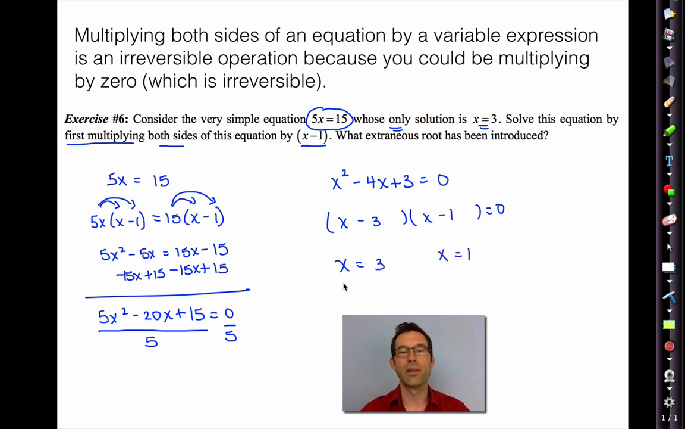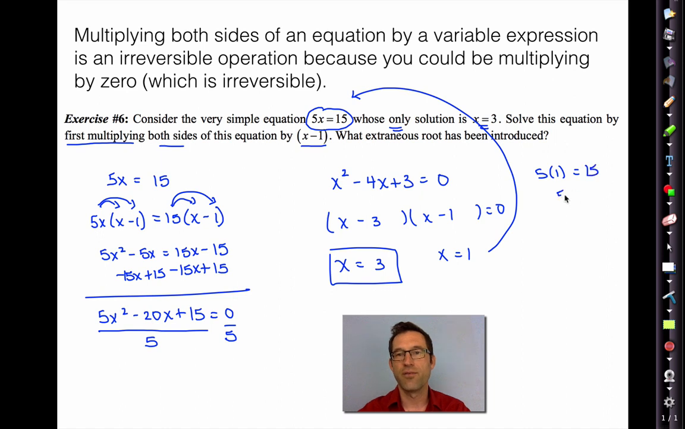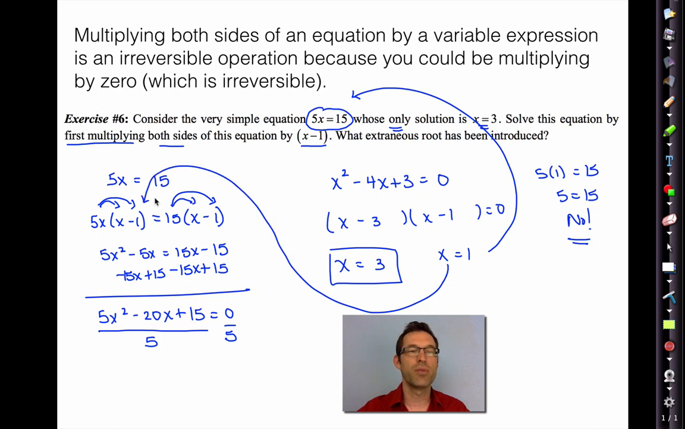Now we know that the only legitimate answer is 3. Clearly, if I took x equals 1 and I plugged it into here, it wouldn't be correct, right? I'd get 5 equals 15, and that's a big fat no, right? But x equals 1 is being introduced as an extraneous root because really what that means is I'm multiplying both sides by 0. X minus 1 is equal to 0 when x is equal to 1.